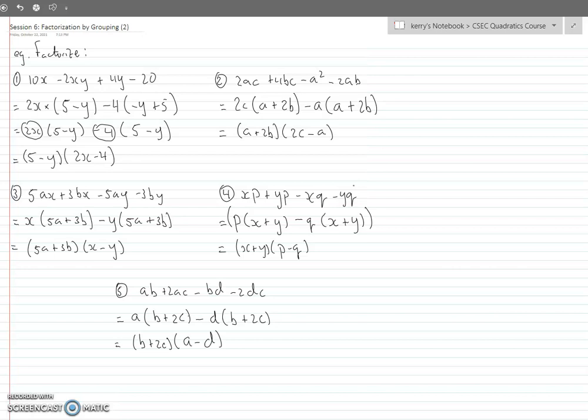So in the next video, we're going to be using this same factorization by grouping, but with some slightly different terms. And then we will lead into a new topic just after that called quadratics, which is what this whole course is about.